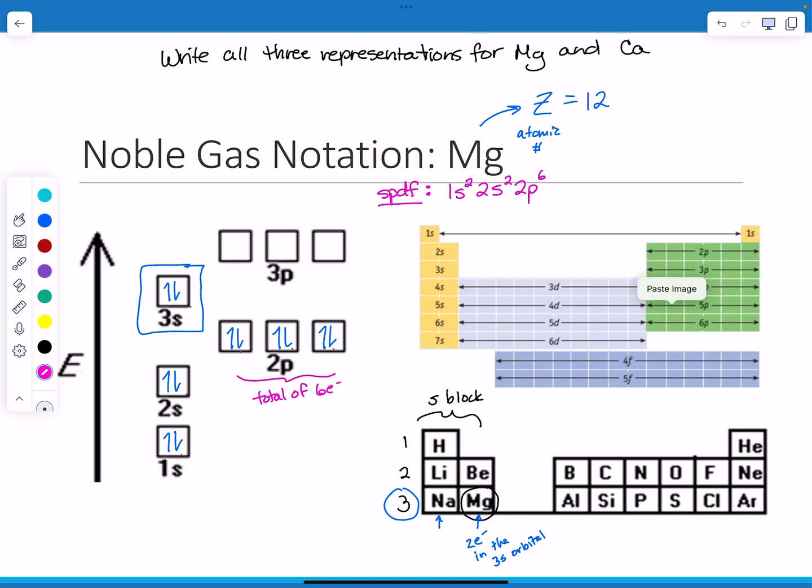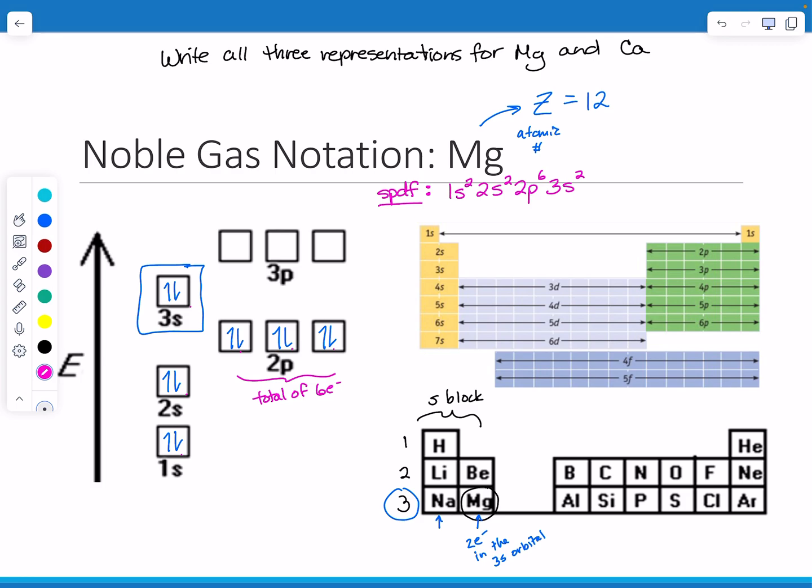So this is where the SPDF notation is a little bit of a shorthand over the orbital box, because it treats all 3 of those p orbitals as just kind of one thing, okay? And then we've got 2 electrons in our 3s orbital. Okay, so that is our electron configuration in the SPDF notation.